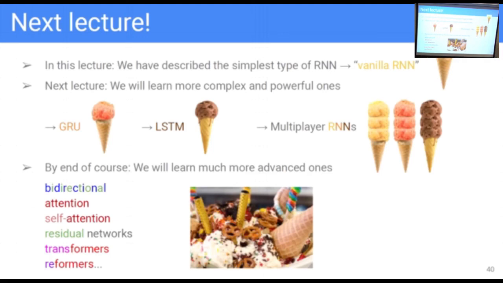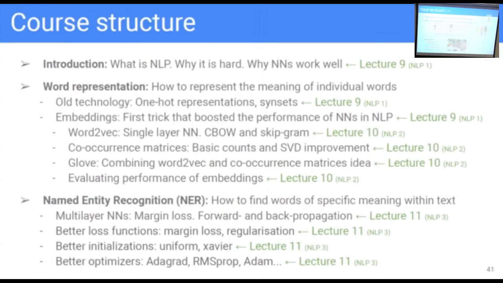Then later we can have recurrent neural networks, like those LSTMs and so on, stacked one on top of each other to make deeper networks. And then later we can have all sorts of combinations like bidirectional, attention, self-attention, residual, and so on. We will be talking about those. We will introduce them gradually during the next lectures.